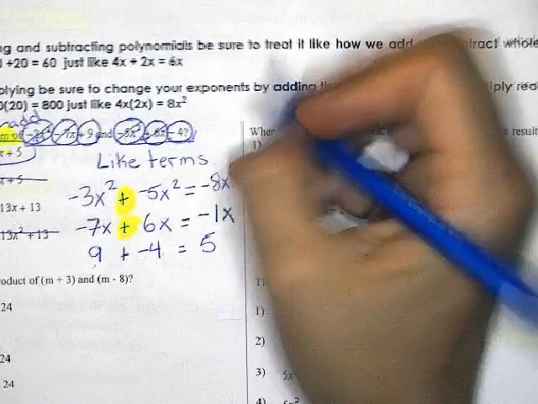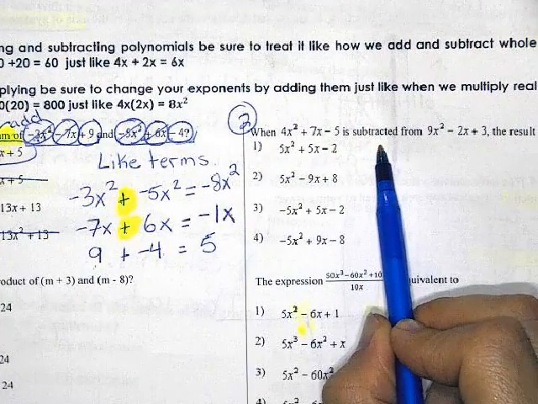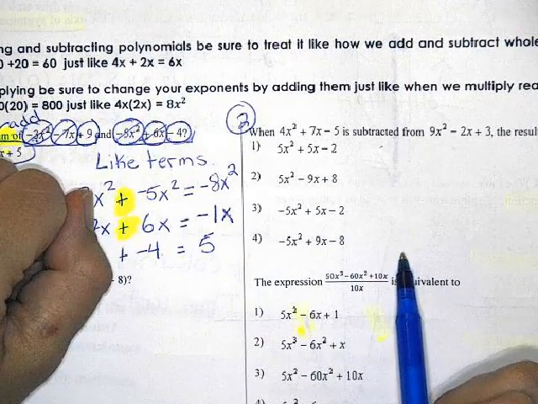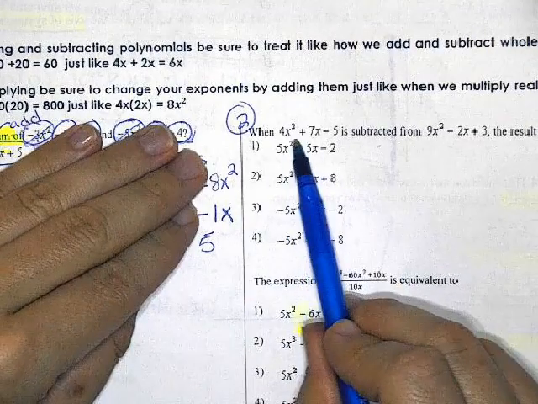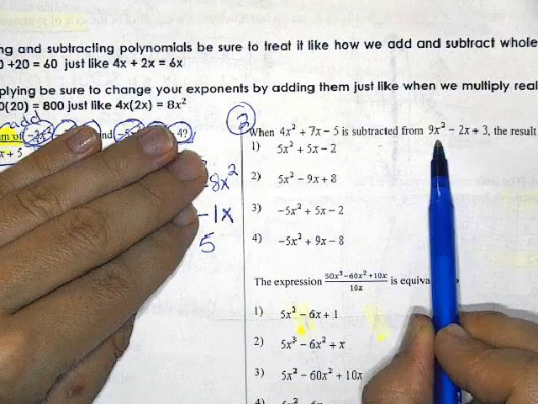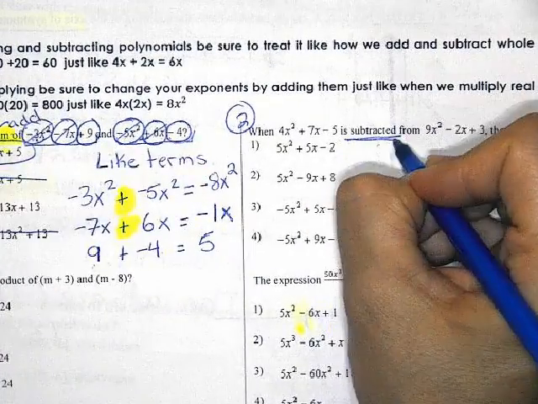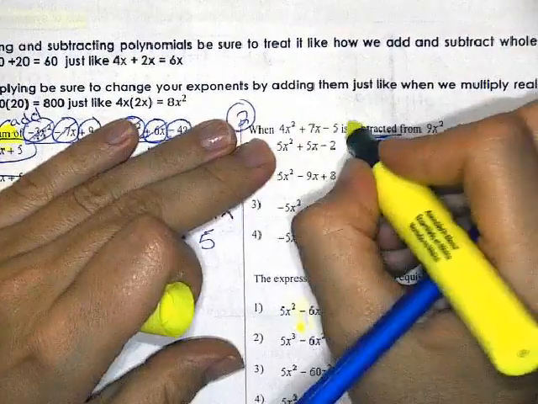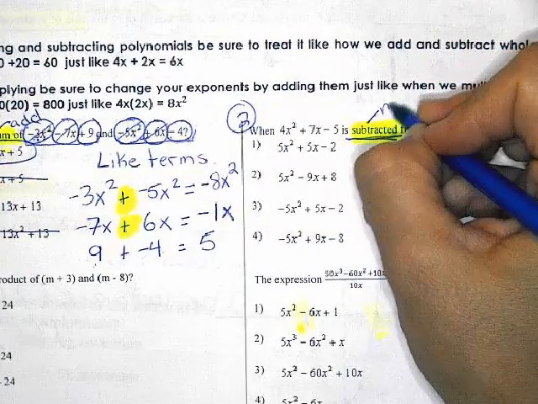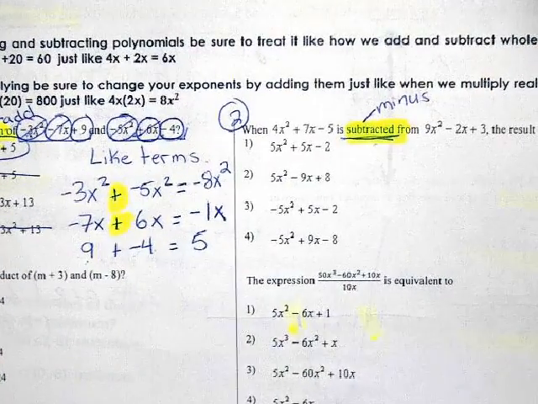How do you think I subtract polynomials? Same thing. Now, this is the trickiest one that there ever could be on a Regents exam. 4x squared plus 7x minus 5 is subtracted from 9x squared minus 2x plus 3. Well, subtracted obviously means you're going to do what? Minus. It means I'm going to have a minus sign in between all of my like terms.